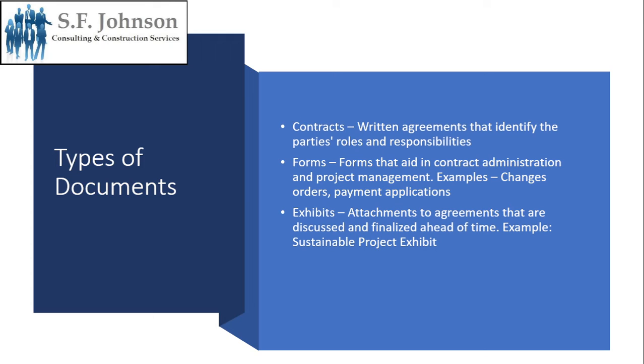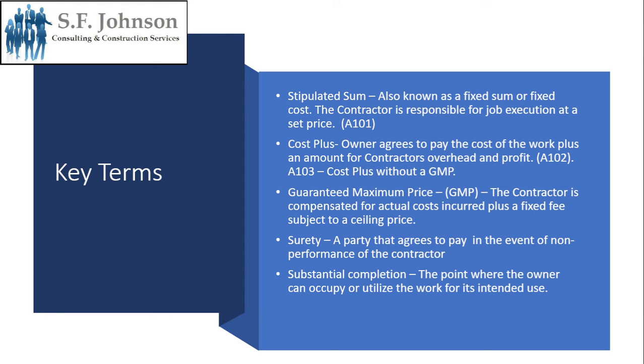Now, some of the key terms I just want to cover, to make sure you have a good understanding of the key terms that you will find throughout many of the forms. The first would be stipulated sum. This is also known as a fixed sum or fixed cost, where the contractor is responsible for the job execution at a set price. And this is form A101.